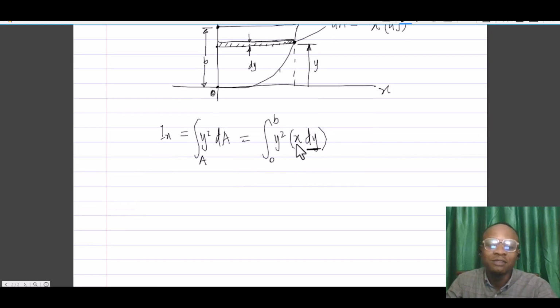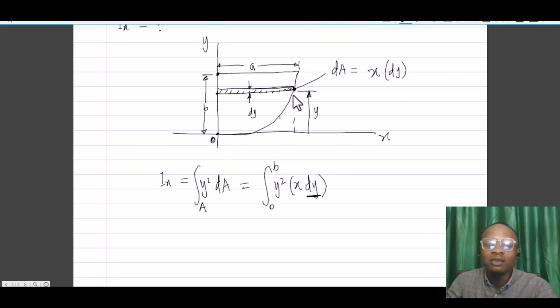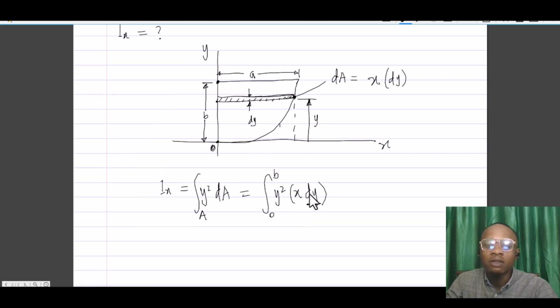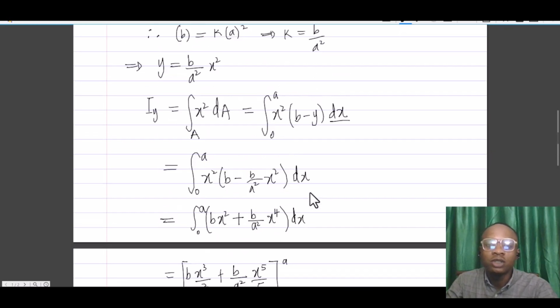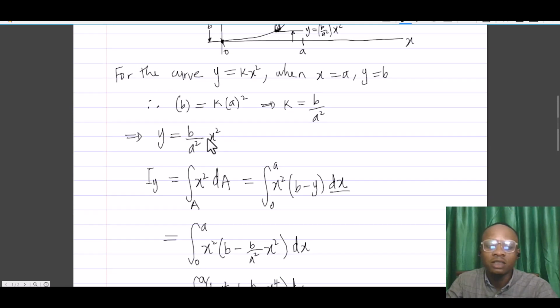So we just have to find a way to relate it. How does this x coordinate here relate with y? Because we want to integrate with respect to y. And that again takes us back to the equation of the curve. We have already obtained it here.